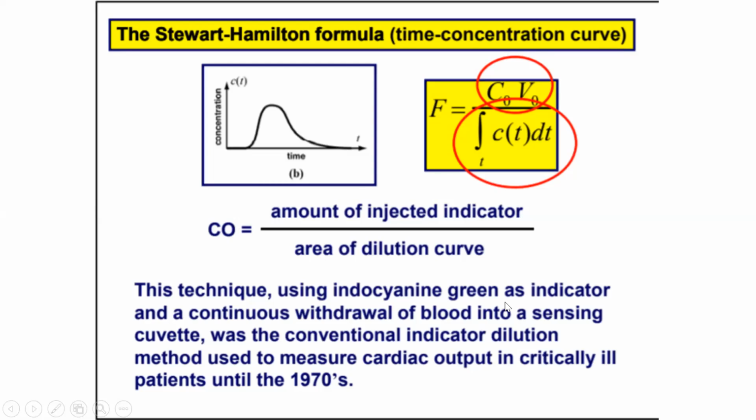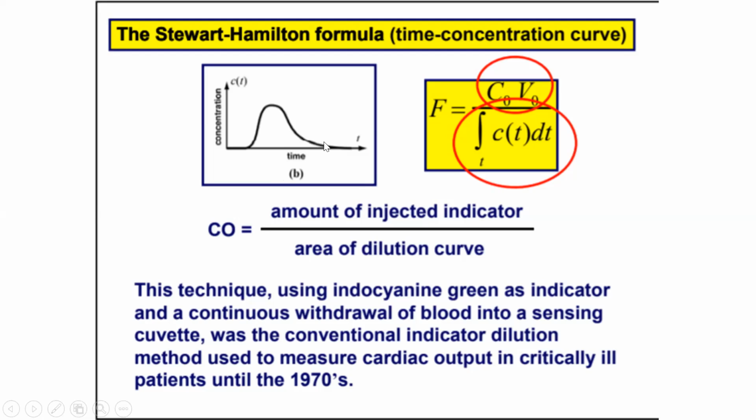All right. So what do you do? You inject a certain amount of indocyanine green, so you know the amount injected. You have another place where the indocyanine green has gone through your blood circulation, and then you take blood at different time intervals, for example, 5 seconds, 10 seconds, 15 seconds, 20 seconds.